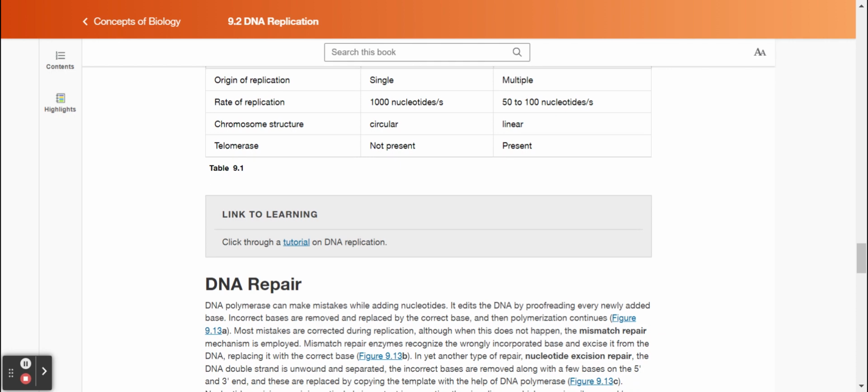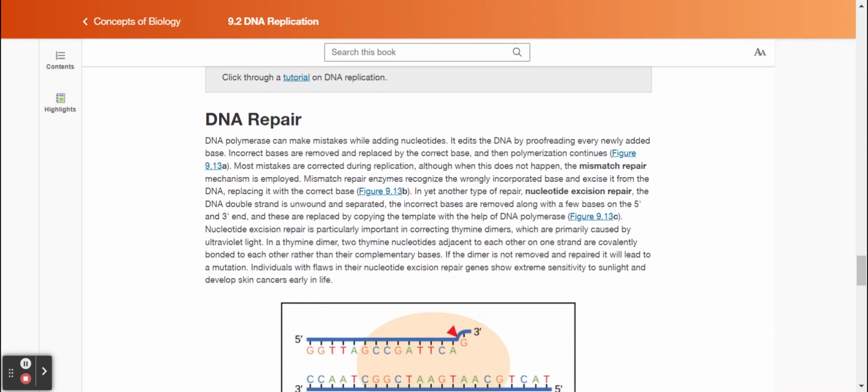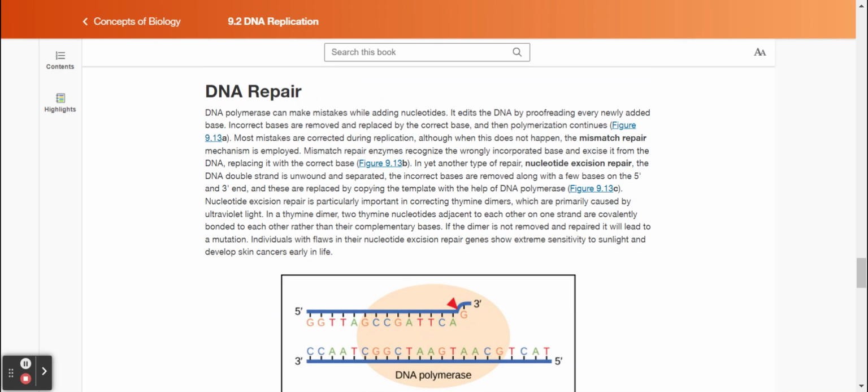DNA repair. DNA polymerase can make mistakes while adding nucleotides. It edits the DNA by proofreading every newly added base. Incorrect bases are removed and replaced by the correct base, and then polymerization continues. Most mistakes are corrected during replication, although when this does not happen, the mismatch repair mechanism is employed. Mismatch repair enzymes recognize the wrongly incorporated base and excise it from the DNA, replacing it with the correct base.